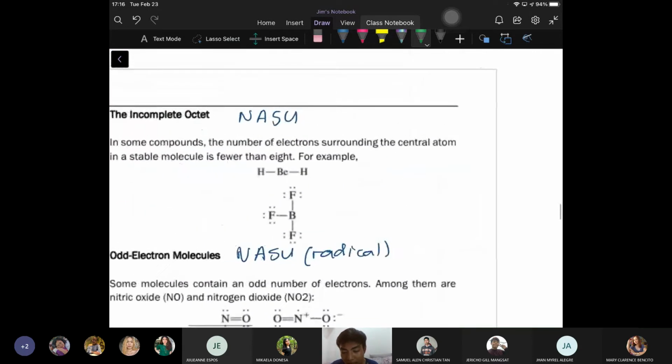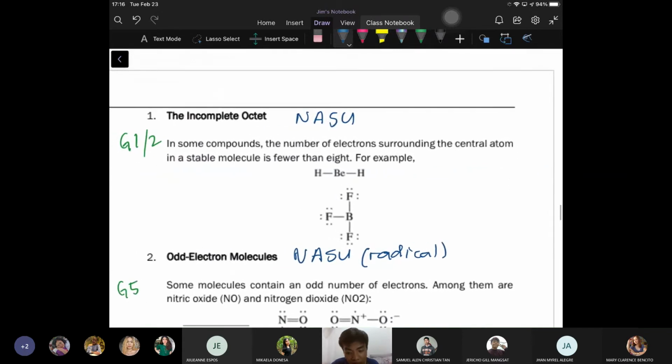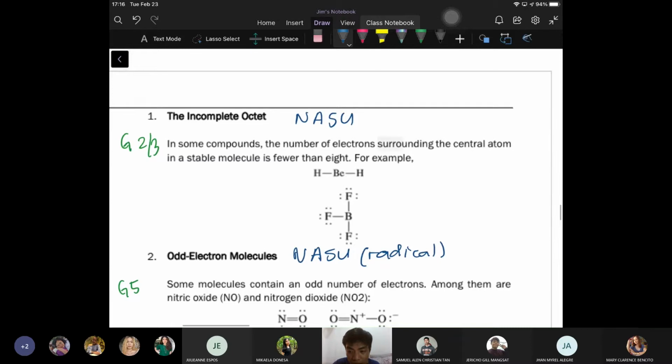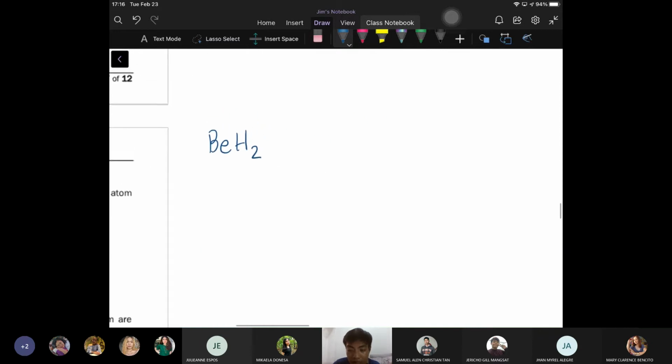Paano yung incomplete octet? Incomplete octet happens when your central atom is in group 2 and group 3. So for example, let's have beryllium hydride, BeH2. Tignan natin kung gagana yung octet rule dito, kasi this molecule is proven to exist.